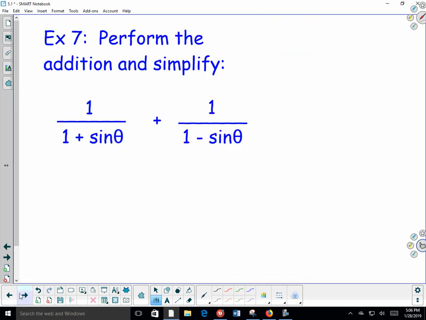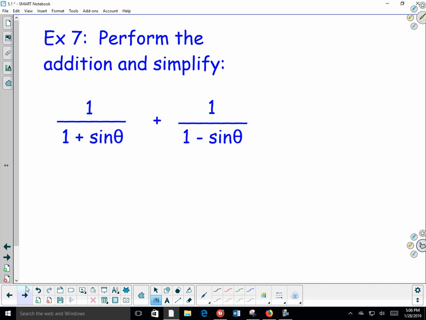Let's take a look at number 7. In this case, we're supposed to perform the addition and simplify. This time we don't have common denominators, so we can't just add them right now. We have to get common denominators. Good thing we did the appendix, and you guys are all experts at adding rational expressions where you have to get a common denominator.